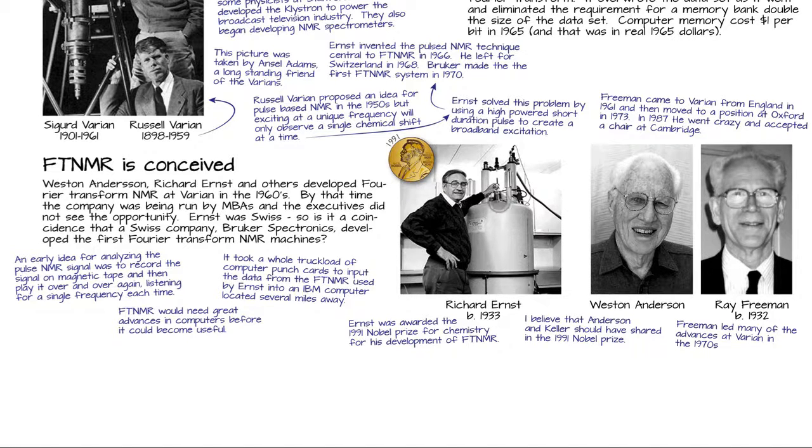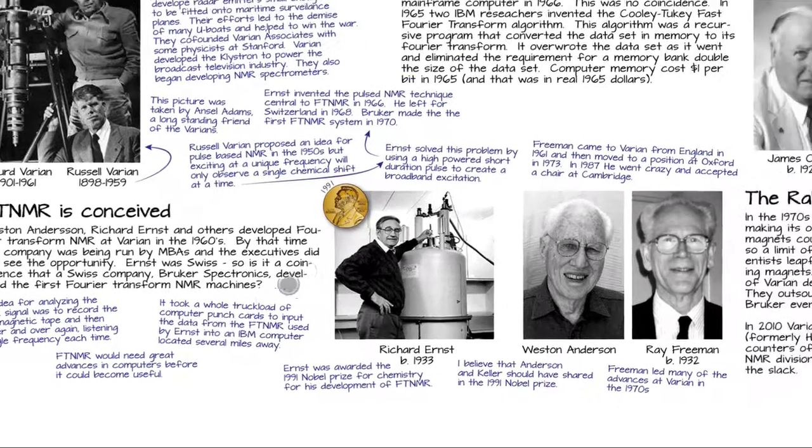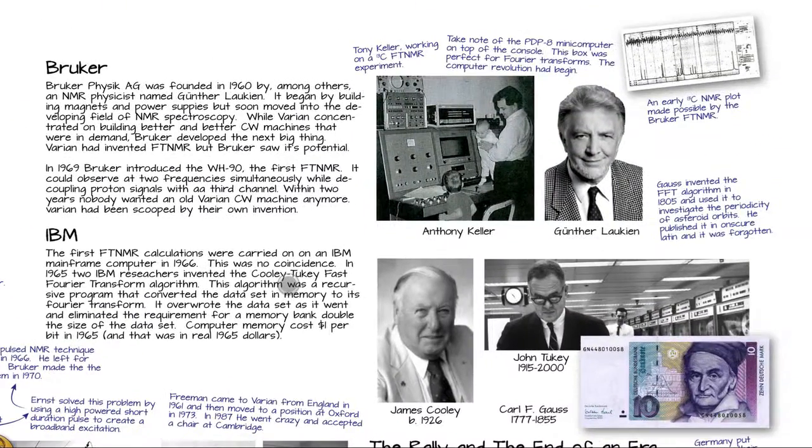And they would convert that information from their instrument into punch cards. It was a whole truckload of punch cards. They had to take that truck and feed those punch cards at night into an IBM computer several miles away and get the Fourier transform done. Now, Varian wasn't interested in Fourier transform NMR, and they kind of let the project die. And Ernst went back to Switzerland. And wouldn't you know it, a few years later, a company in Switzerland named Bruker started producing Fourier transform NMRs.